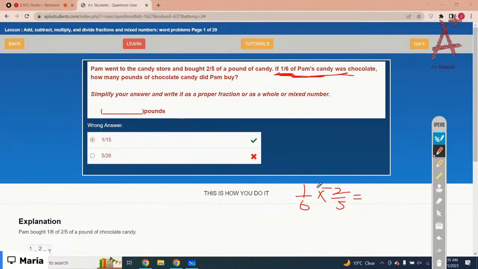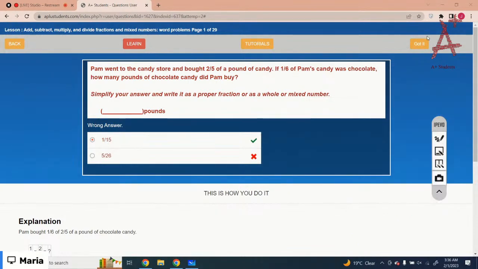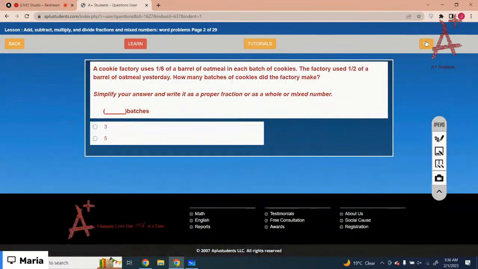Got it? You have to do numerator times numerator and denominator times denominator. 2 times 1 is 2 and 6 times 5 is 30. So it would be 2/30. Just find a common number that can divide both numerator and denominator. That would be 2. Just divide them by 2. 2 divided by 2 is 1 and 30 divided by 2 is 15. So the correct option is 1/15. Got it? Basically, you have to understand the question first.